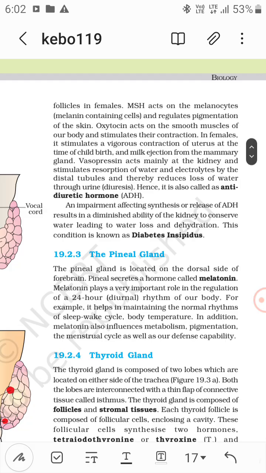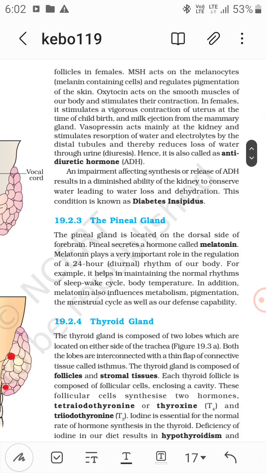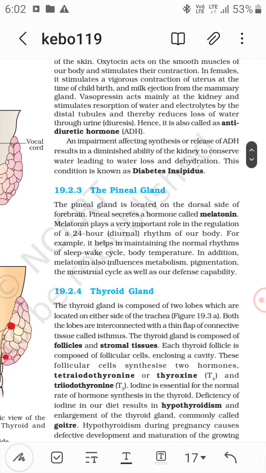If there is impairment, it leads to diminished ability of the kidney to conserve water, leading to water loss and dehydration. This condition is known as diabetes insipidus. In diabetes mellitus, there is glycosuria.